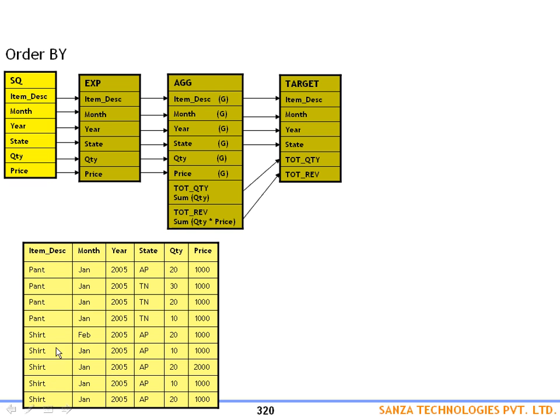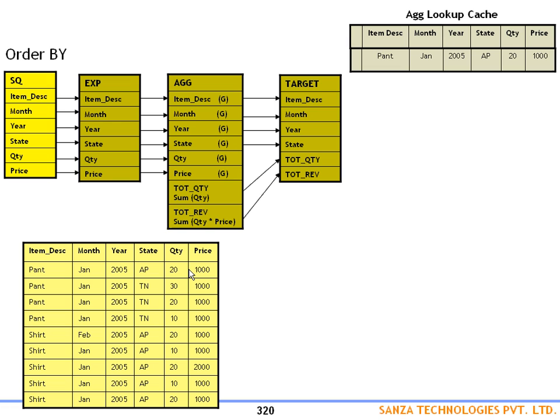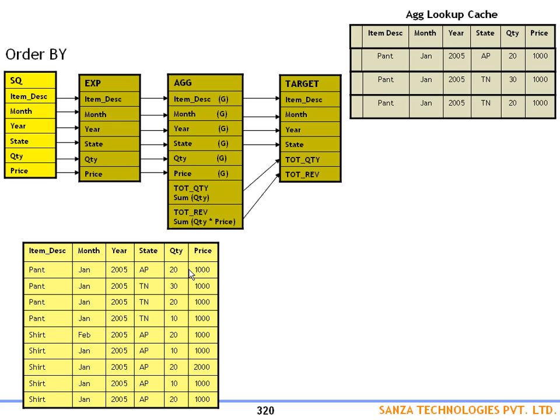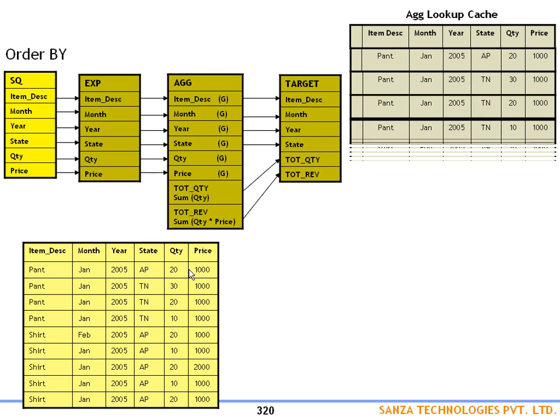If I do order by on item description, month, year and state, this is the data which is extracted from the source table. Please observe, it is order by based on item description, month, year and state. So it gets the data from the source table in order by fashion. Now what happens? Row by row data comes into the aggregator cache in this format.